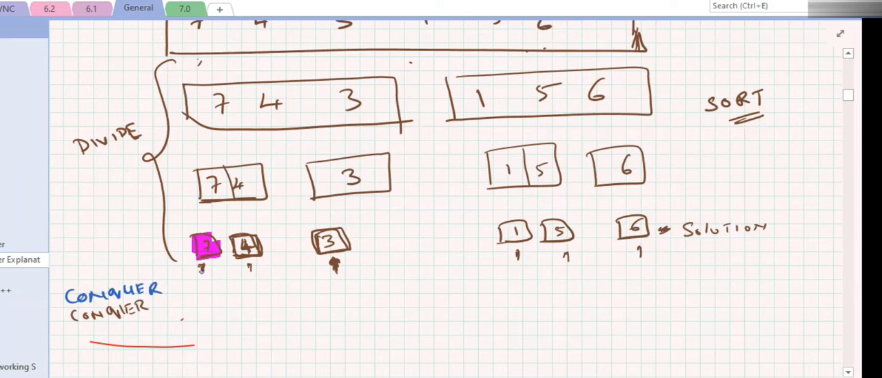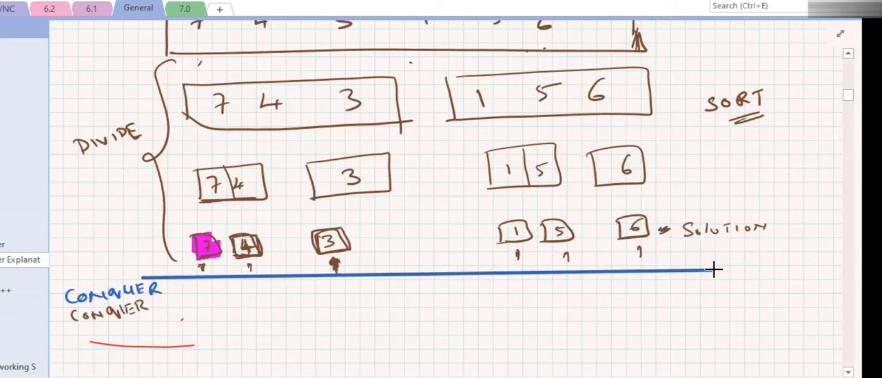So now when you want to conquer, you look at the first element. Yes, this is already sorted. Now I will look at 2 elements. So now I will go back. So I'm saying each one of them is sorted. I have achieved the problem. I mean, I have found the solution.